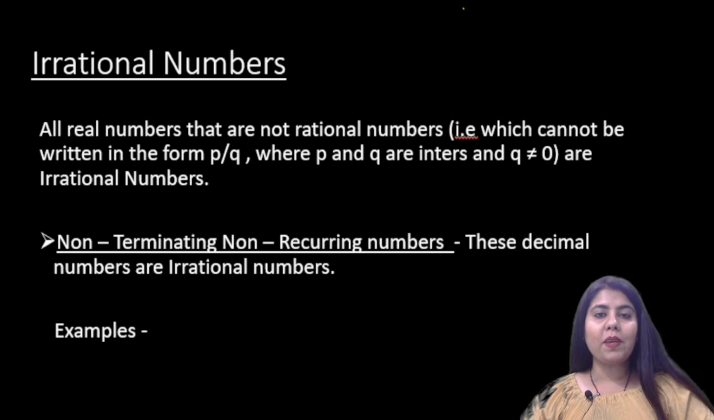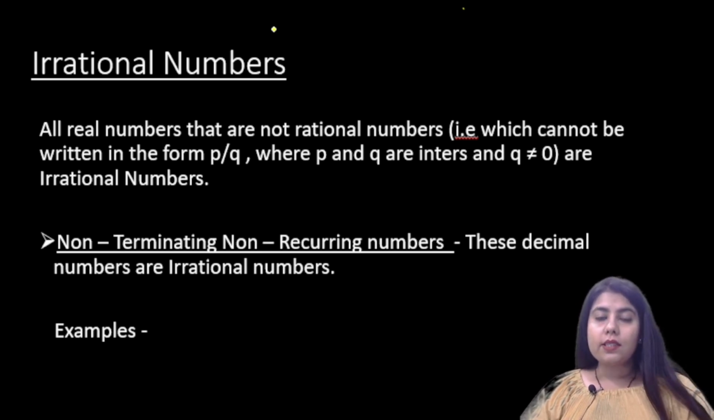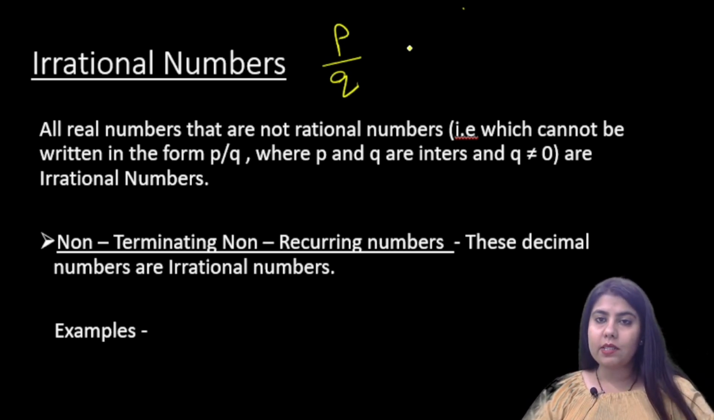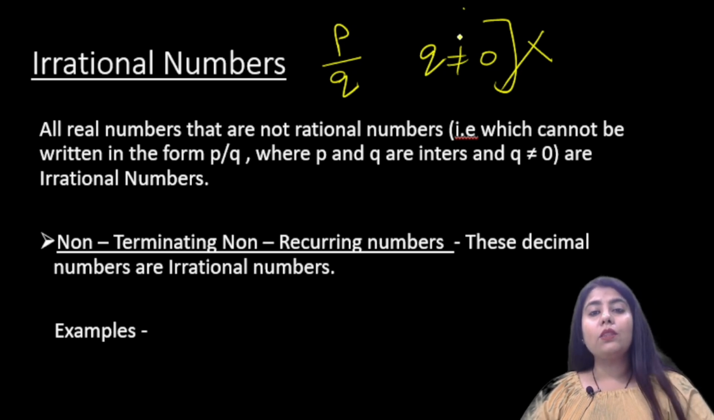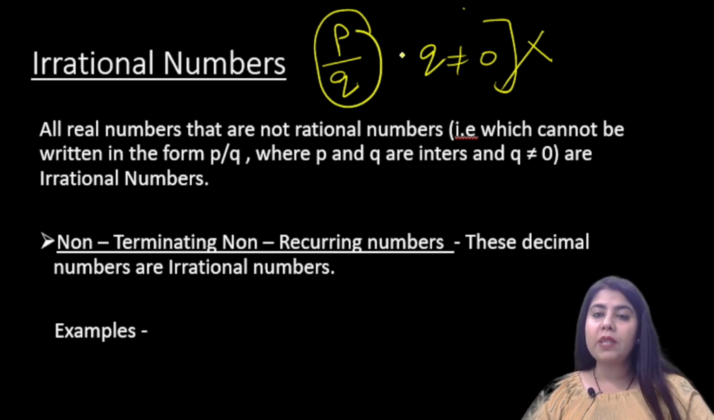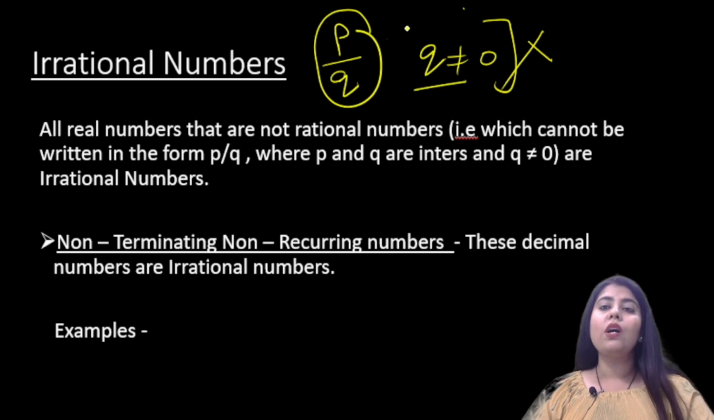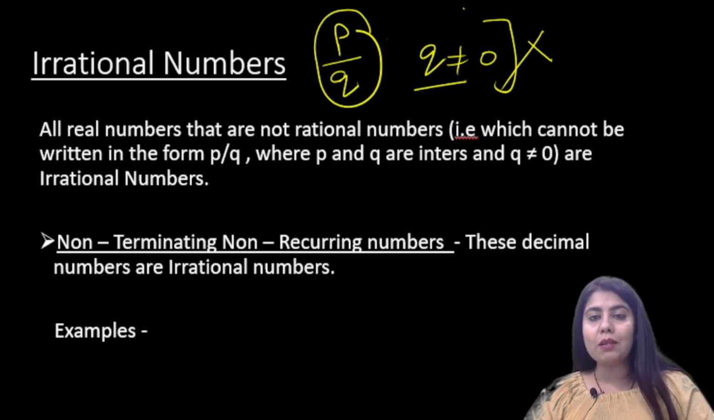Now today our topic is irrational numbers. What are irrational numbers? All real numbers that are not rational, that is, which cannot be written in the form p by q, where p and q are integers and q is not equal to 0, are irrational numbers. As we know, those numbers which are of the form p by q, where p and q are integers and q is not equal to 0, are rational numbers. So those numbers which are not rational are known as irrational numbers.